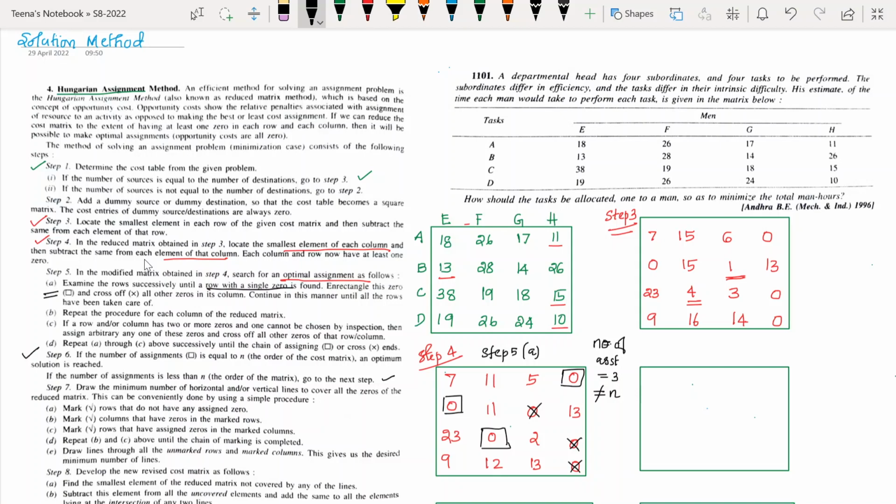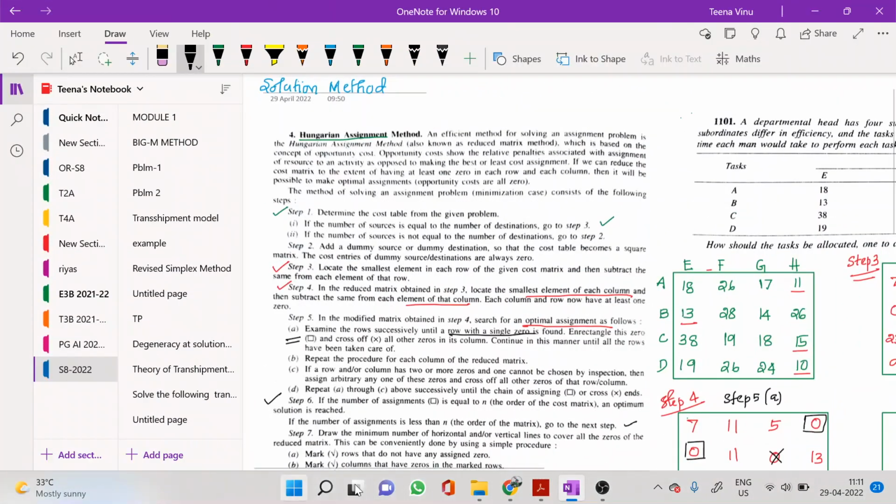Step 7. Draw the minimum number of horizontal or vertical lines to cover all the zeros of the reduced matrix. This can be conveniently done by a simple procedure. Here the number of assignments is not equal to the order of the matrix, so we have to improve the current solution. In order to improve the current solution, we have to draw the minimum number of horizontal and vertical lines so as to cover all the zeros. We are going to follow the procedure given in step 7. So let us try to see what that is.